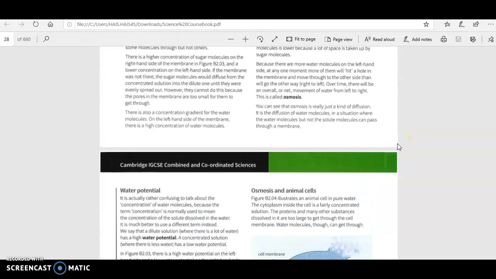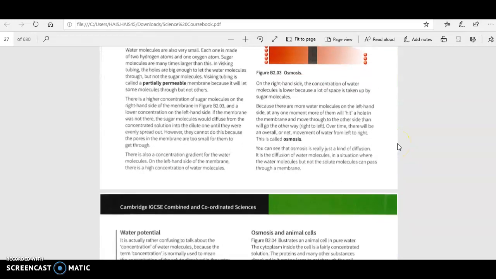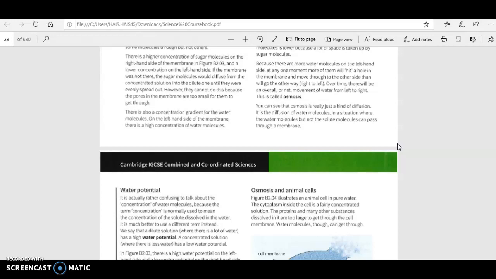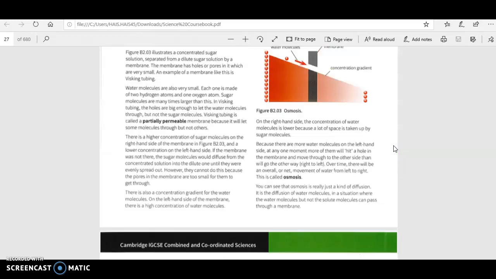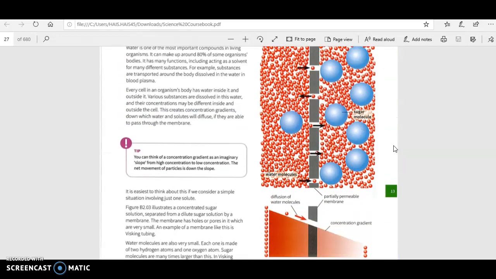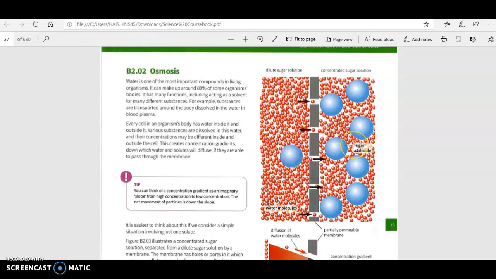Hey Tao, I want to give you a little bit more help with these concepts, osmosis and diffusion. We can remember with osmosis and diffusion, we have higher concentrations moving to lower concentrations.